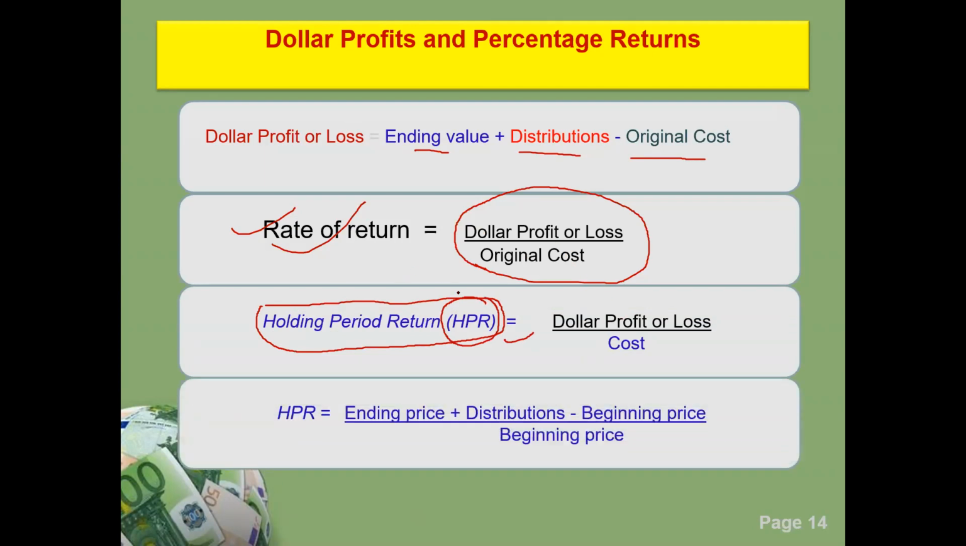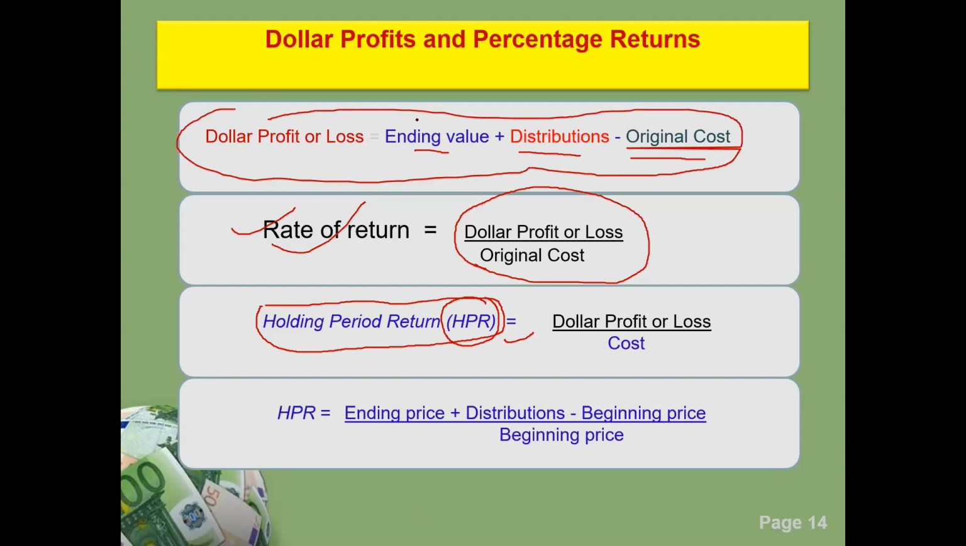We will see again. So holding period return, we can replace it with this dollar profit and loss. We know dollar profit and loss is ending value plus distribution minus original cost. So instead of writing dollar profit and loss, we can say holding period return is ending price plus distribution minus beginning price, divided by beginning price, or original cost. Anything which is used in your book or any other books is the same thing. Now let's take the example and then it will be more clear.